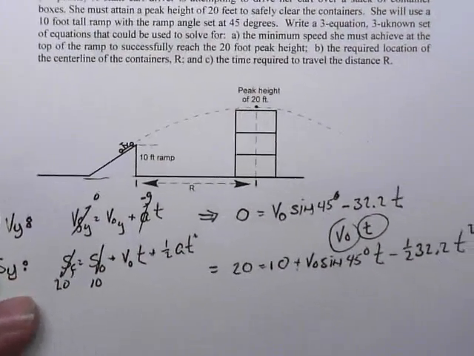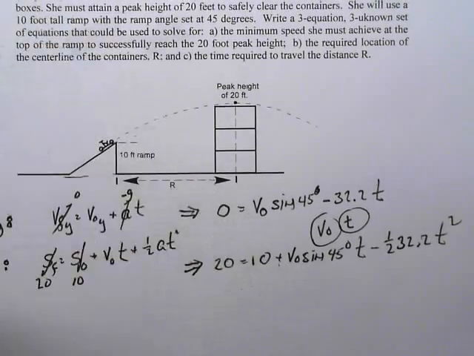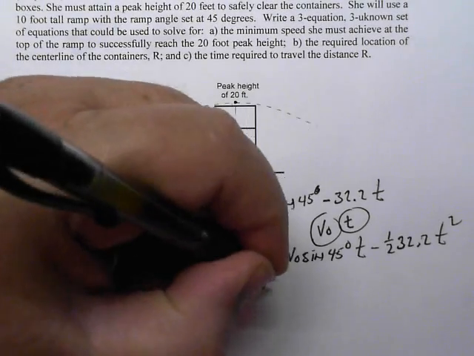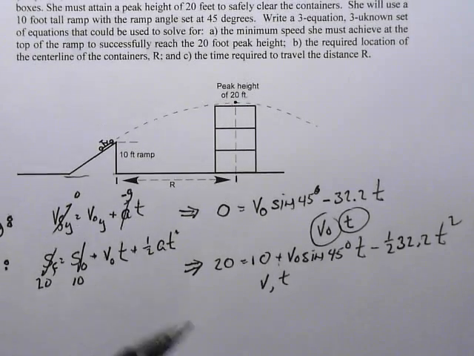And here we have another equation. Let's put an arrow. That's not an equal sign, that's an arrow. And in this equation, we would have V0 and t as unknowns, and that actually makes it a two equation, two unknown set, so we could solve that directly.